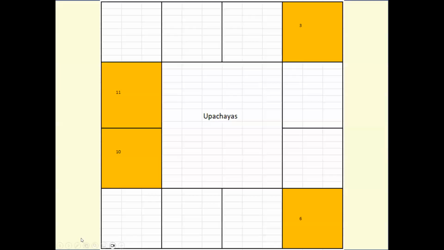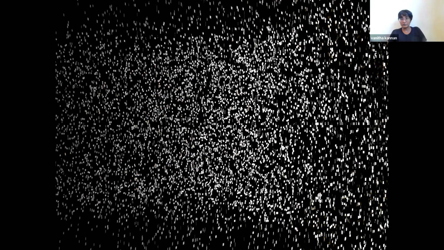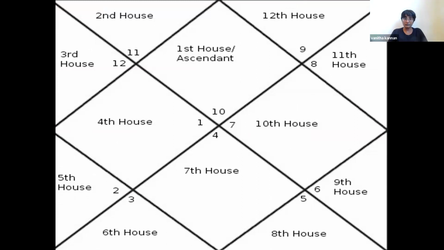Vanita, sorry to interrupt you. Can you please show that North Indian chart once again? I did not understand one thing here. The first house, ascendant, that is also named as number 10. Oh, the 10th Rasi. 10th Rasi is your Makara Rasi. So in the first house, Rasi is the Makara Rasi. Okay. Thank you.